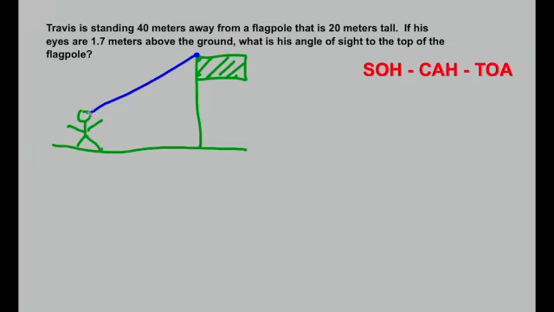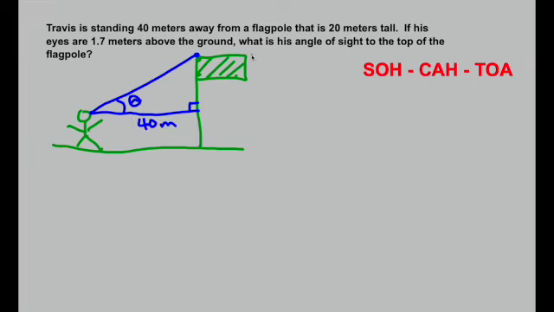However, if I look directly across from his eyes here, I can actually form a right triangle, which is key because sine, cosine, and tangent does not work without a right triangle. We're trying to figure out this angle over here. That's his line of sight. So here's what we know. He's 40 meters away from a flagpole. So we know that this distance along the bottom is 40 meters.